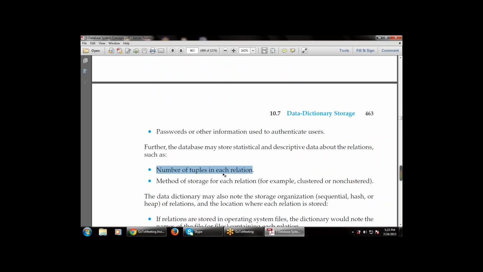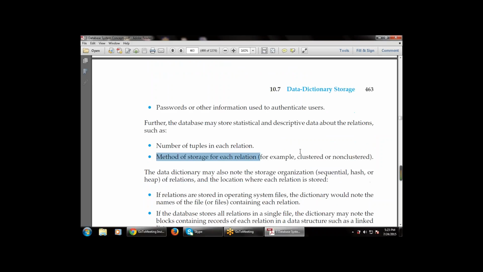So, the number of tables in each relation, and the method of storage for each relation. What is a method? For example, there is a clustered method, an indexed method, a non-indexed method, and a non-clustered method. The data dictionary may also note the storage organization. So the data dictionary also holds the data organization, that is, how to organize the data, either in sequential form, hash form, or heap form.